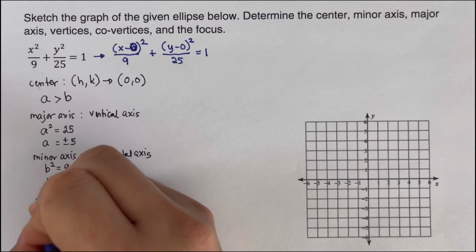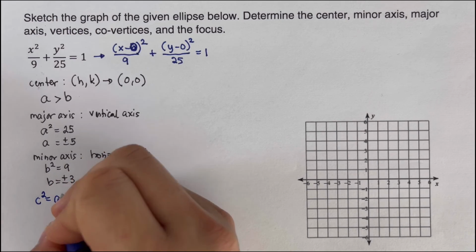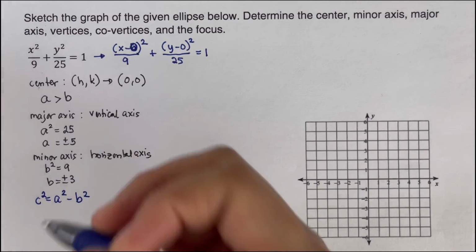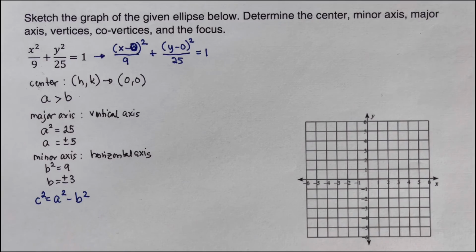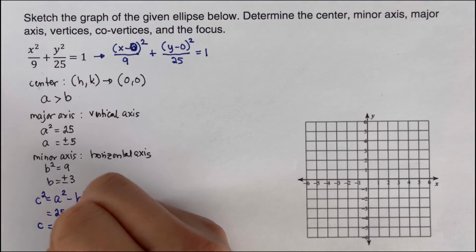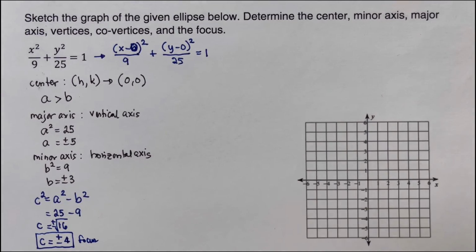Again, the formula is c squared is equal to a squared minus b squared. So I'm just going to go ahead and plug the values for a and b into the equation. Okay, so we already have a value for c, plus minus 4. So we can go ahead and sketch the graph of this equation that we have up here.